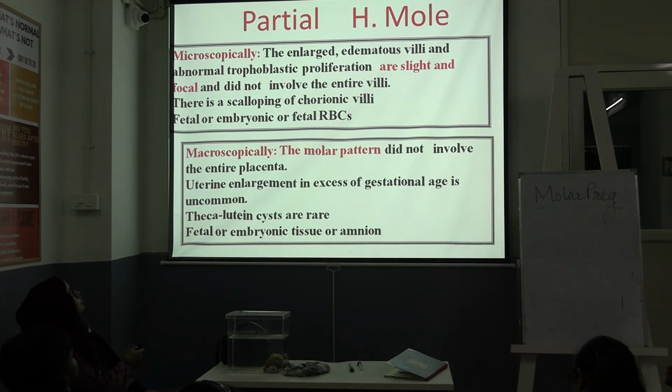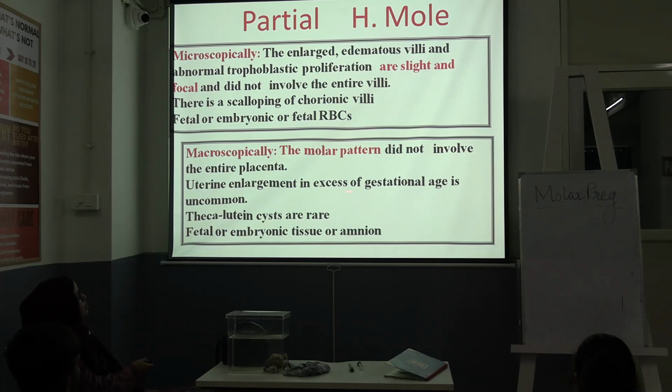Partial mole, macroscopically there are enlarged edematous villi. Abnormal trophoblastic proliferation is slight or focal. In some areas only there is proliferation in partial hydatidiform mole, and it does not involve the entire villi. There is scalloping of the chorionic villi, and fetal embryonic RBCs are present. There is some fetal or embryonic tissue.